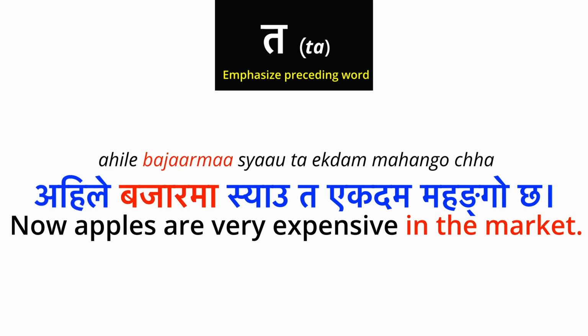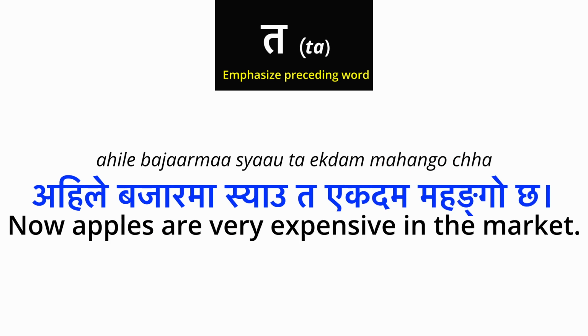अहिले बजारमा स्याउ त एकदम महँगो छ. So in this sentence we are using ta to emphasize xiao, which means apple. When things are expensive in the market, and especially when apple is more expensive, then you can use this sentence. Here, ahile bazarma xiao ta. So other fruits might be expensive, but we are more emphasizing or focusing on xiao. So in this way, you can use ta to emphasize or focus the preceding word.